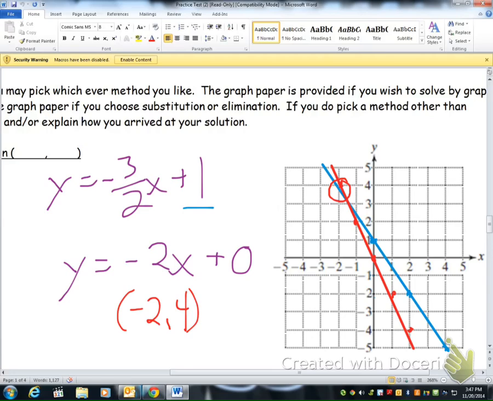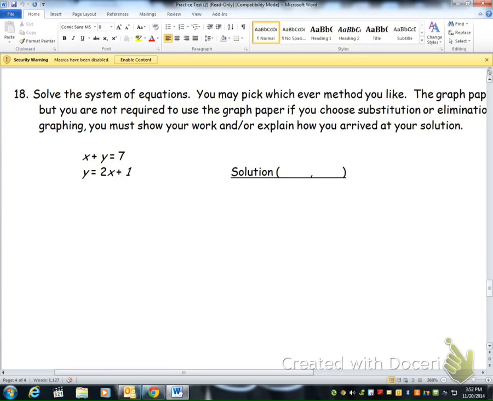So let's go ahead and look at the next. Alright, so this is number 18. For 18, once again, you get to choose whichever method you would like. Looking at these, again, that's not already in standard form, so it's not x, y equals constant, it's a y equals. So since it's already got a y equals, I would lean towards substitution here.